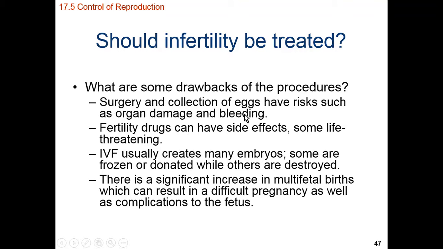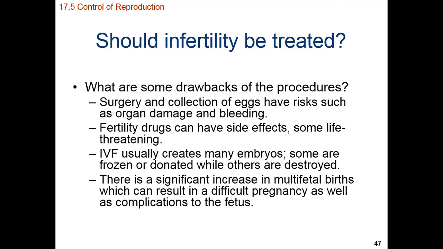If we look at the surgery and collection of eggs from the woman, they have some risk associated with them. There could be some organs damaged. The uterus, the ovary, the uterine tubes can be damaged during this process, and there can be some side effects such as heavy bleeding. If we look at the fertility drugs that can be taken, they have some very significant side effects. There can be multiple ovulations, and you can end up with a situation where you have an octomom, for example.